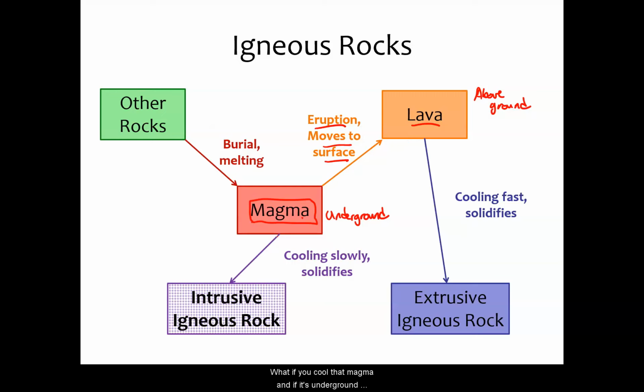But if you cool that magma, and if it's underground, because it's insulated there underground and it's around a bunch of hot stuff anyway, it's going to cool much more slowly and solidify. We get something called intrusive igneous rock, which forms inside Earth.